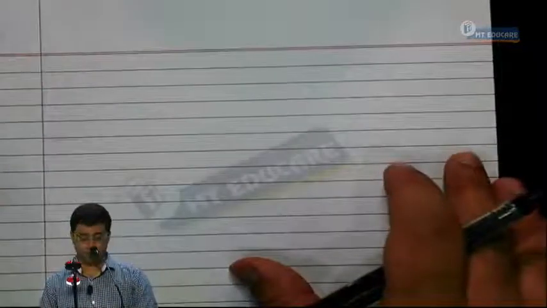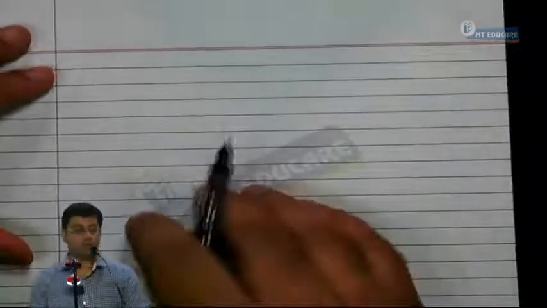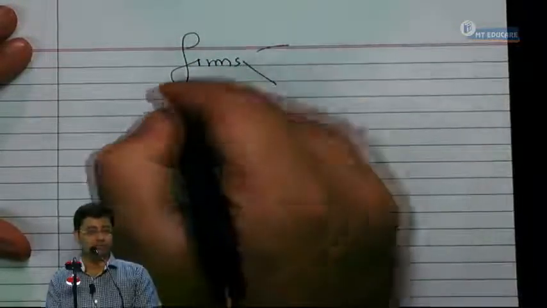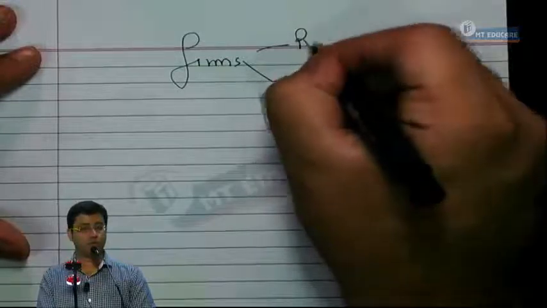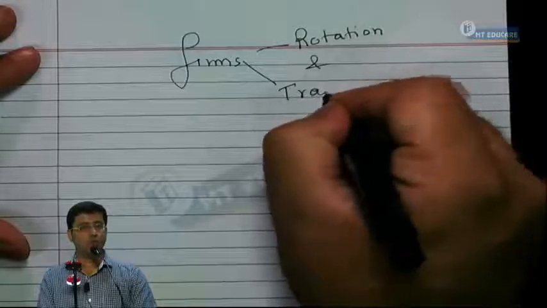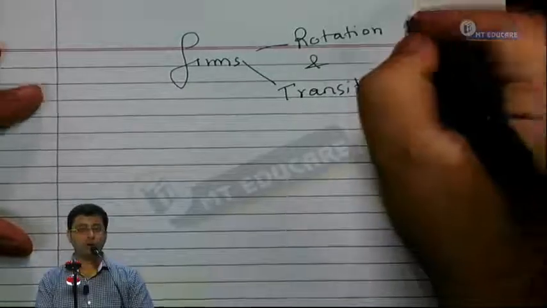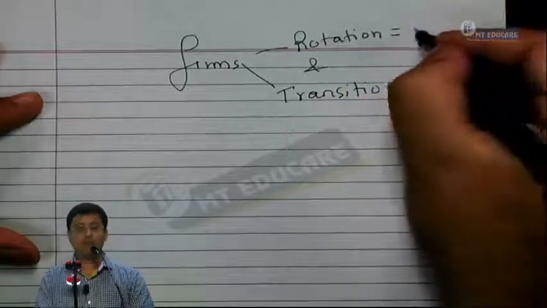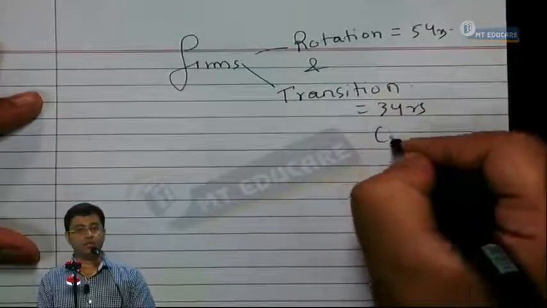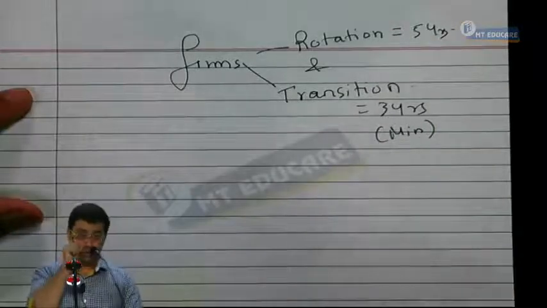Now, one more thing here. Let's talk about firm's rotation and transition. Now you already know that the rotation period is 5 years. Transition period is 3 years. This is 3 years minimum. It can't go below 3 years in any case. Please remember that. It can't be 2 years or 1 year.